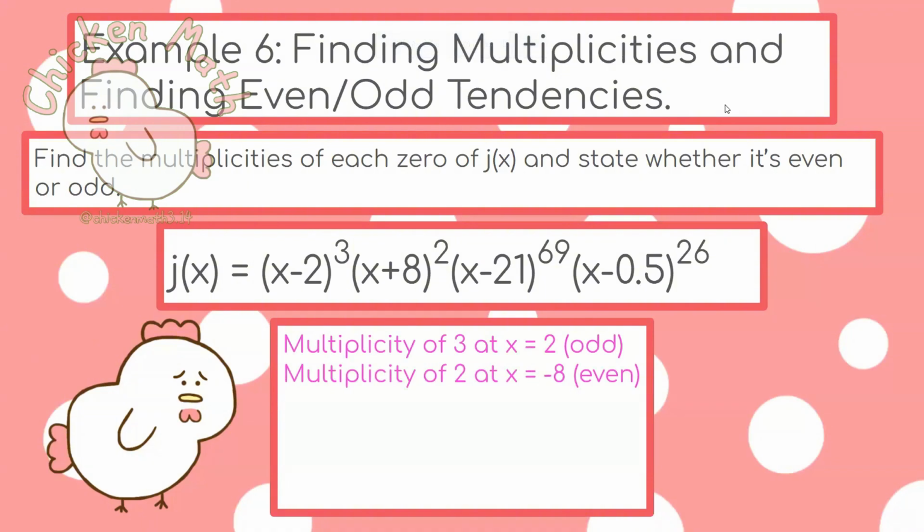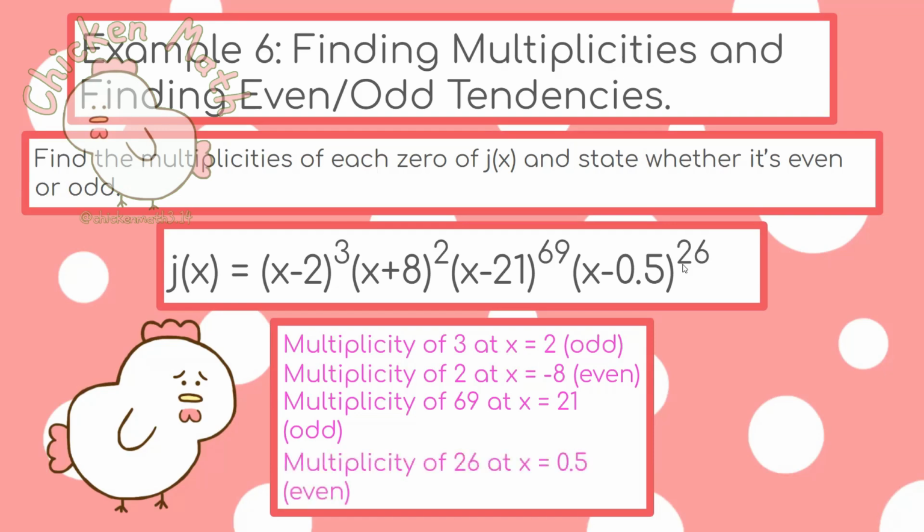All right, next we have x minus 21 to the power of 69. So our zero for this binomial right here is going to be x equals 21, the opposite of -21. And then we're going to raise it to 69, which is an odd number. So it's going to have a multiplicity of 69, which is odd. And then finally, our zero for this would be x equals 0.5. And since we're raising it to the 26th, our multiplicity is therefore 26, which is even.